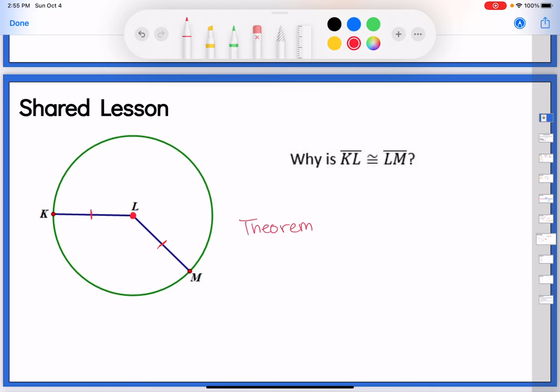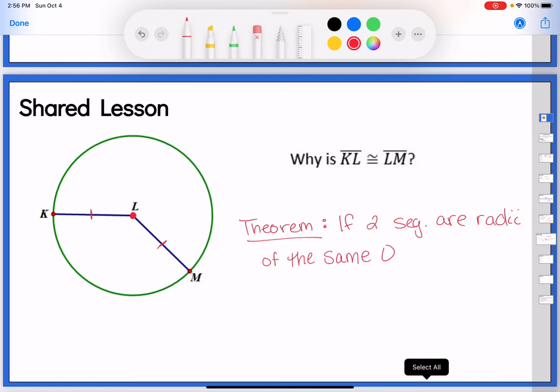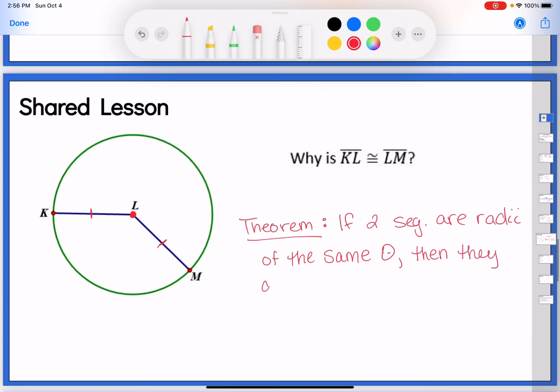So we have a theorem that says if two segments are radii, that's the plural of radius, right? More than one radius is radii. If two segments are radii of the same circle, then they are congruent. Now notice we have to say that they're radii of the same circle, right?